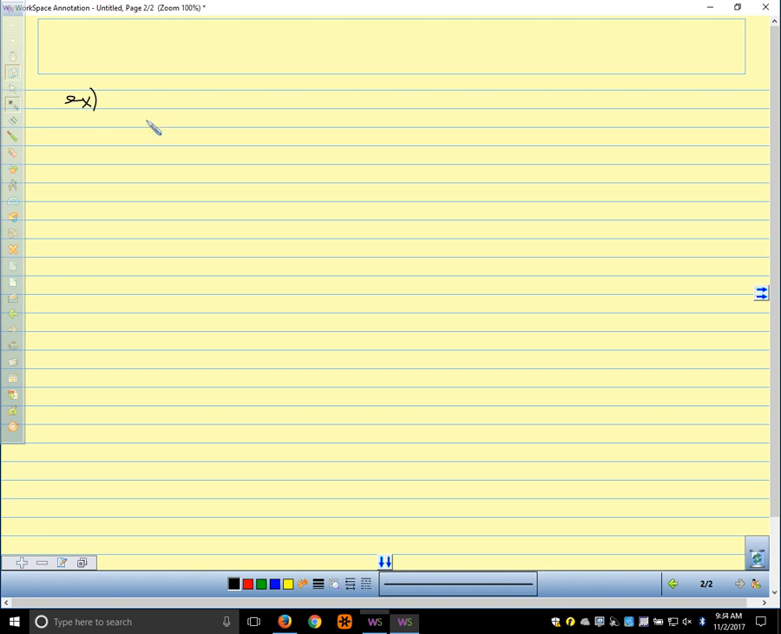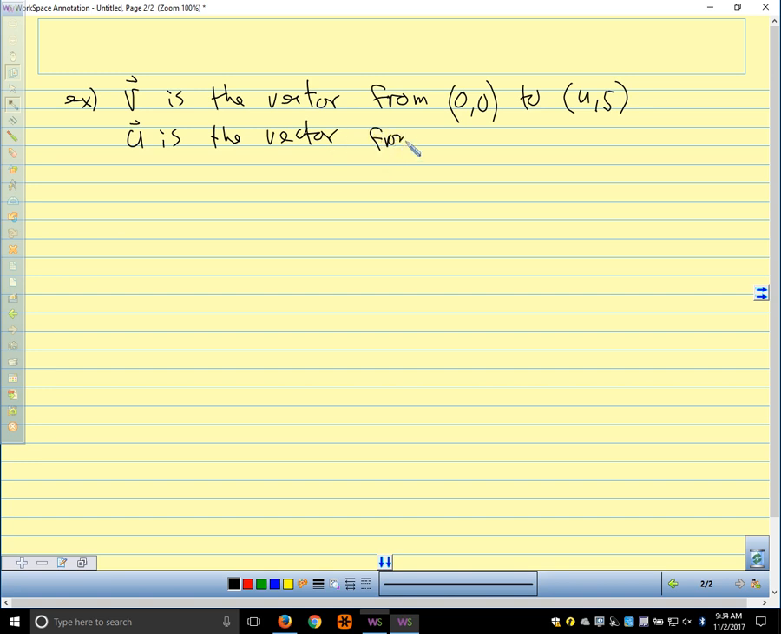All right, so let's let vector V be a vector from 0, 0 to 4, 5. And U is the vector from 2, 3 to 6, 8. We want to show that they're equivalent.